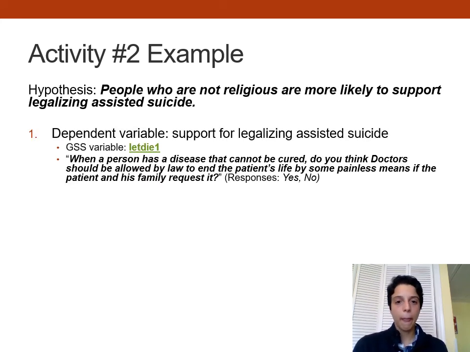So my dependent variable, which would be my outcome, right? Being religious would cause you to not support this, making support the outcome. My dependent variable would be support for legalizing assisted suicide. In the General Social Survey, as you can find if you click around the Data Explorer, there's a question that asks people, when a person has a disease that cannot be cured, do you think doctors should be allowed by law to end the patient's life by some painless means if the patient and his family request it? People were asked to either respond yes or no to this question. So that's the survey item. That's the wording. Its name is Let Die One. That's how it's recorded in the General Social Survey.